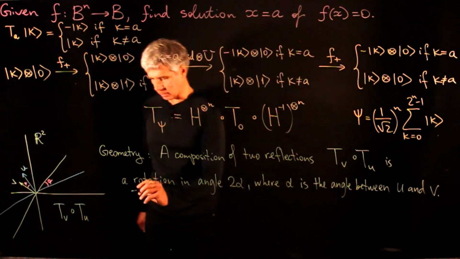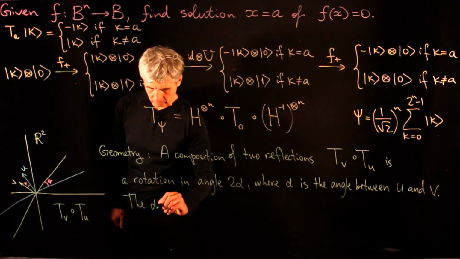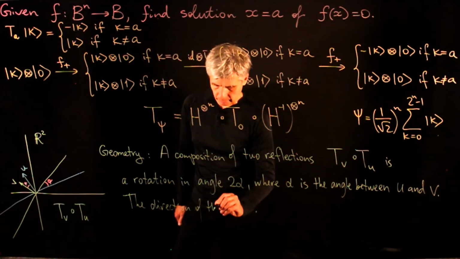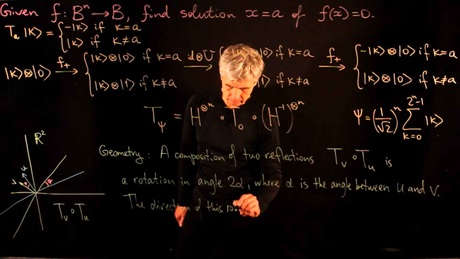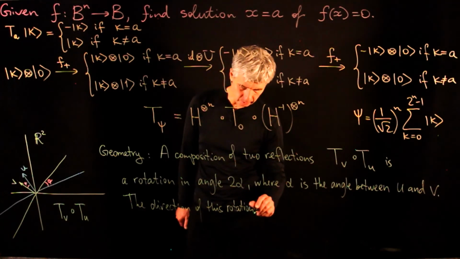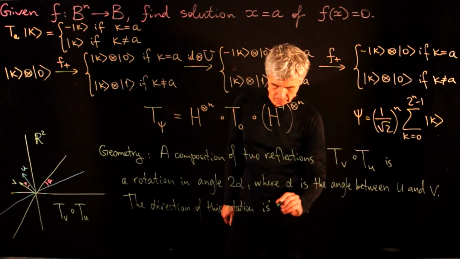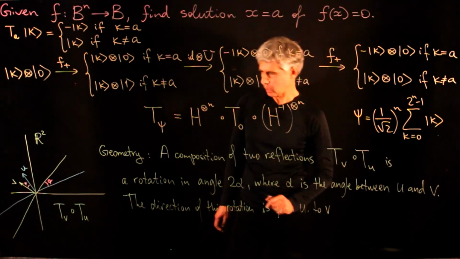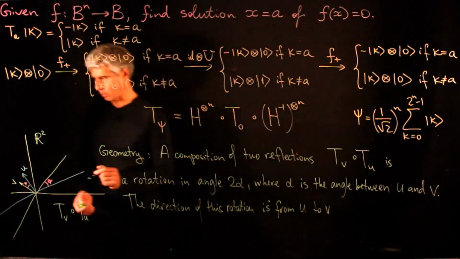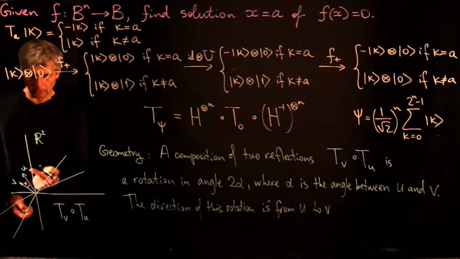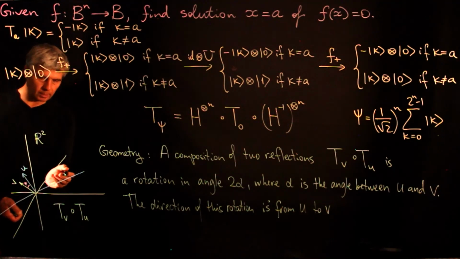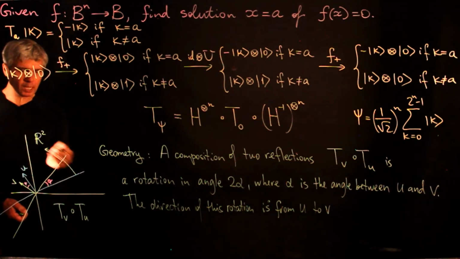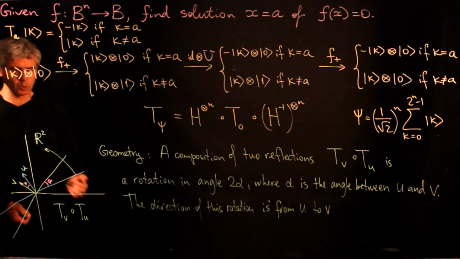And so the direction of this rotation is from u to v. So in this case, the direction of this rotation will be a rotation by 2 alpha, going from u to v.